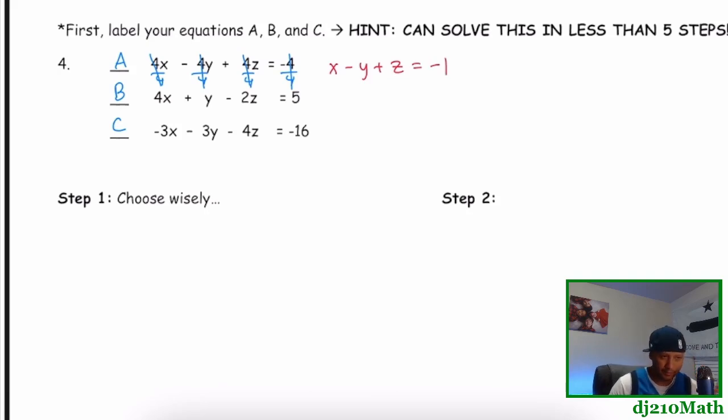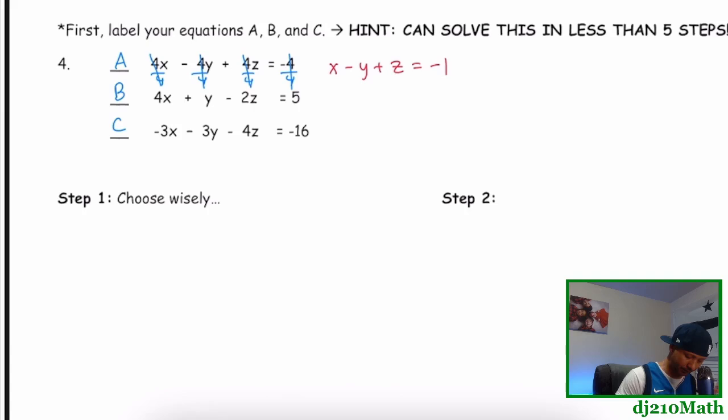So you could do that, right? If you can notice that you can factor out something, like if they're all even, in this case, they're all divisible by 4, this might help us out. Because right away, the thing that jumps out at me are the y's, right? One's negative and one's positive. So I'm going to choose A and B.